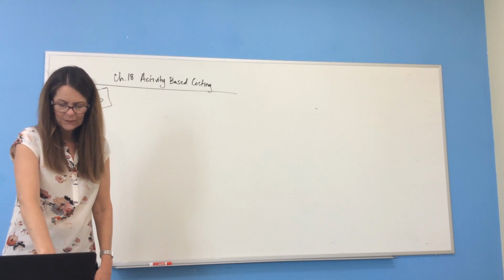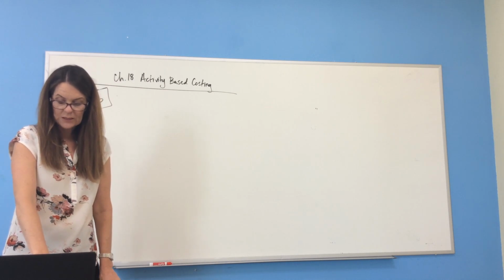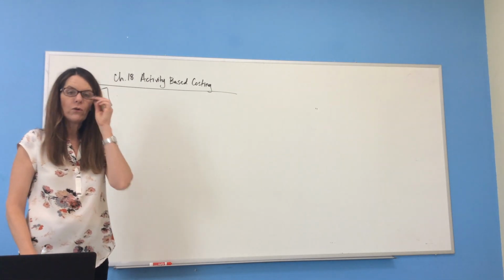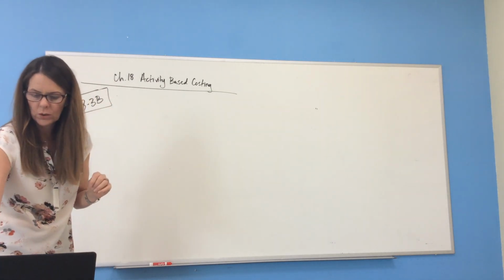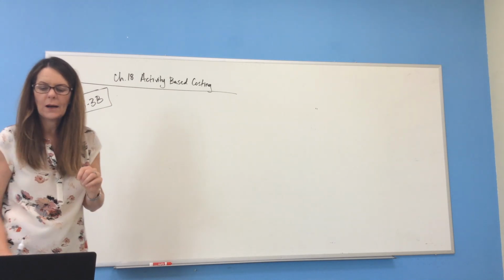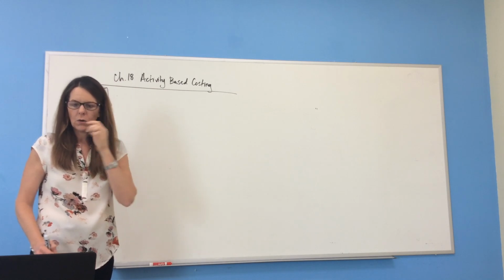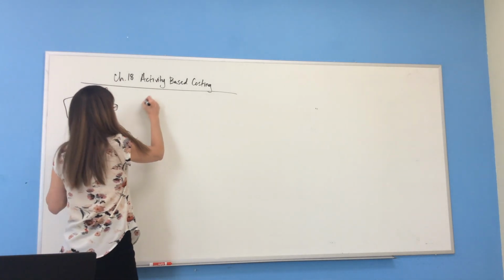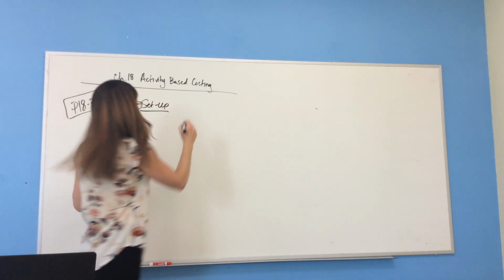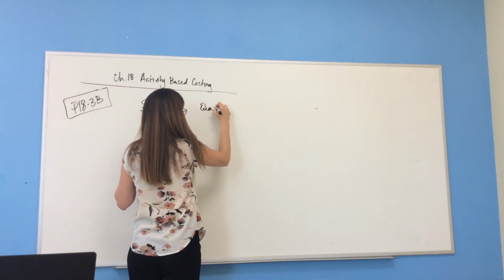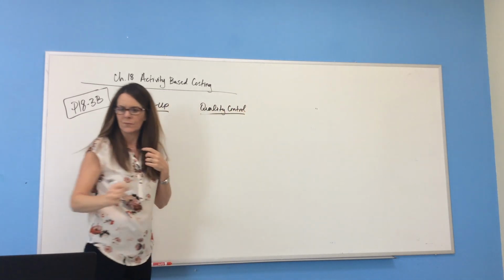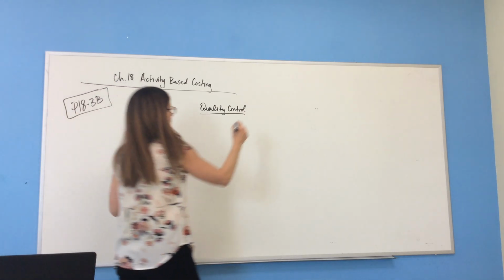In this problem, it looks like they have several different activities set up. They've got an activity for setups, an activity for inspections, and activities for subassembly and final assembly. So they have 4 different activities. And in number 3, they want us to figure out those 4 different rates. So let's start with the rates on the top. We have setup, we have quality control, that was for inspections, and then we have subassembly and final assembly.